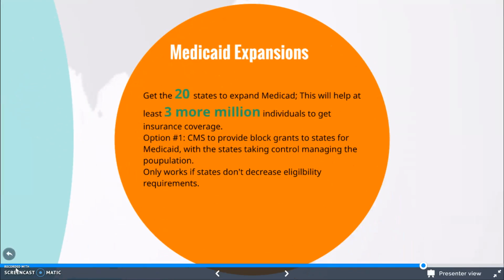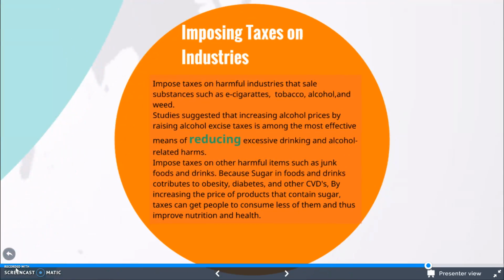They can expand Medicaid, just to get the 20 states to expand Medicaid. That will help at least 3 million more individuals get insurance coverage. And they can impose taxes on industries that are harmful to our health, such as e-cigarettes, tobacco, alcohol, and weed. With studies suggesting that with increased taxes, it will reduce excessive usage of these harmful substances.